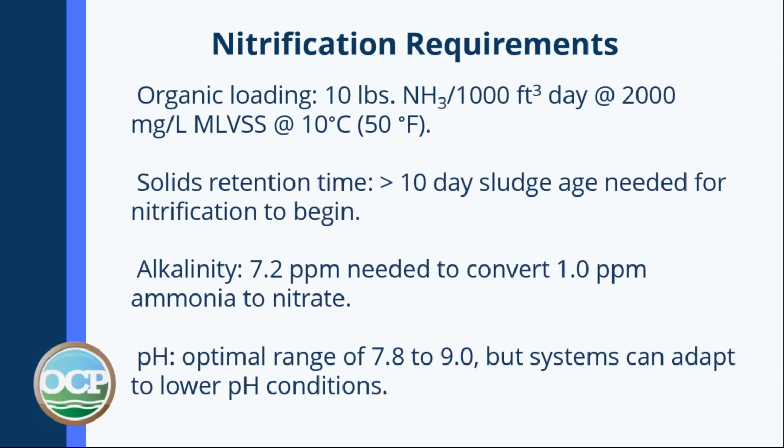Alkalinity: you need 7.2 parts per million of alkalinity to convert 1 part per million of ammonia to nitrate. Typically, if a plant is having an issue removing nitrogen from their wastewater, they need to check their alkalinity and add caustic soda or something to their plant to increase the alkalinity.